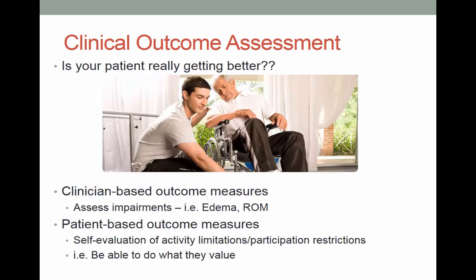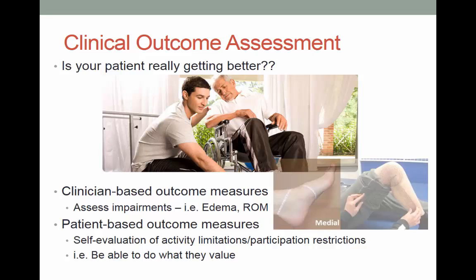Once we have decided on a treatment, we have to constantly assess whether or not that treatment is working. You need to determine if your patient is really getting better or if they are stagnant in their treatment. There are two ways that we can assess the outcomes of our treatment. Clinician-based outcome measures. These measures are performed by the clinician and are important to the clinician. These are usually objective in measure.